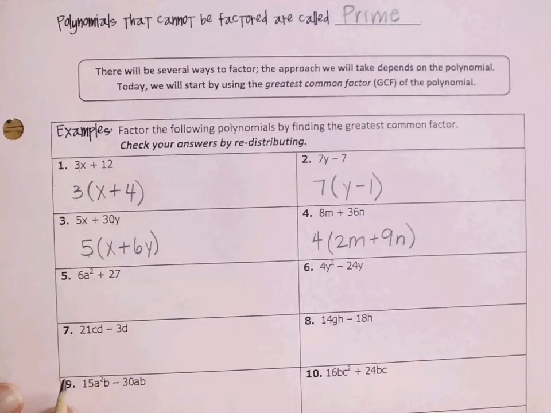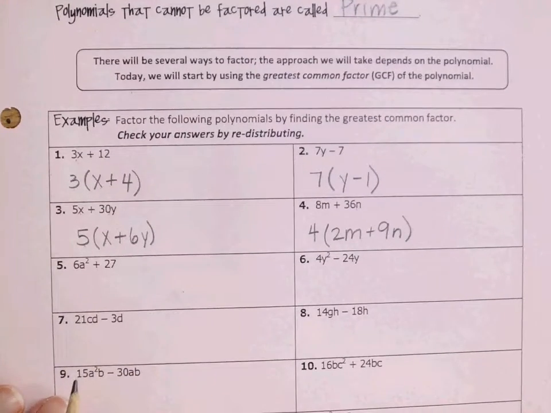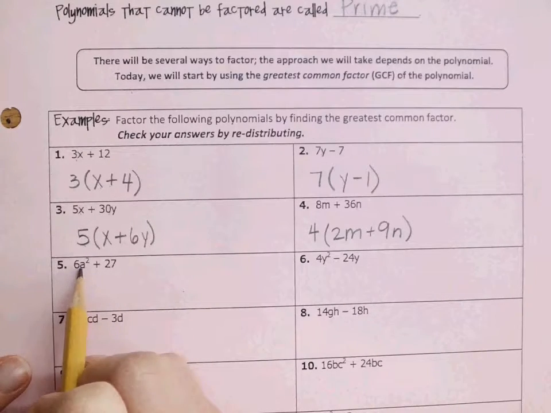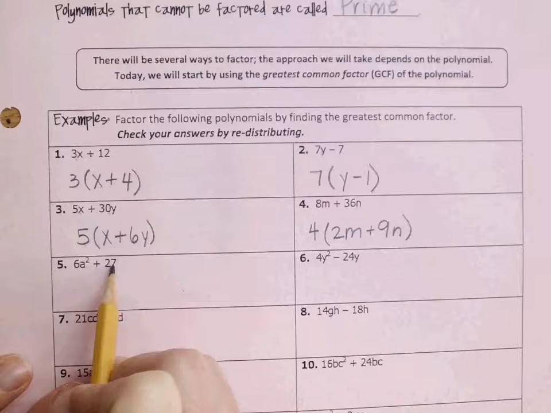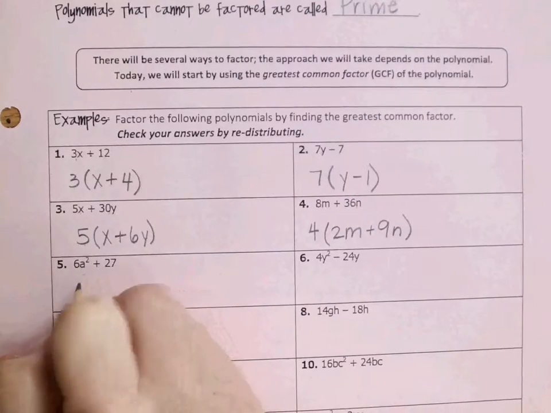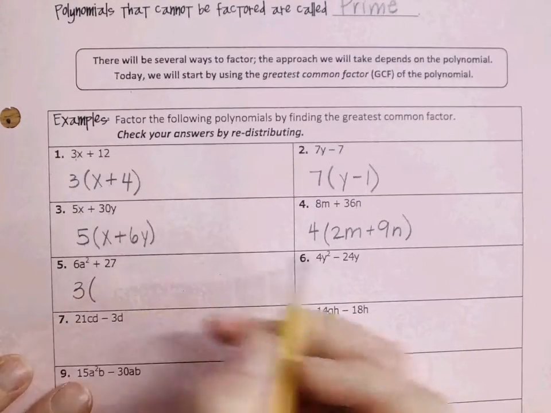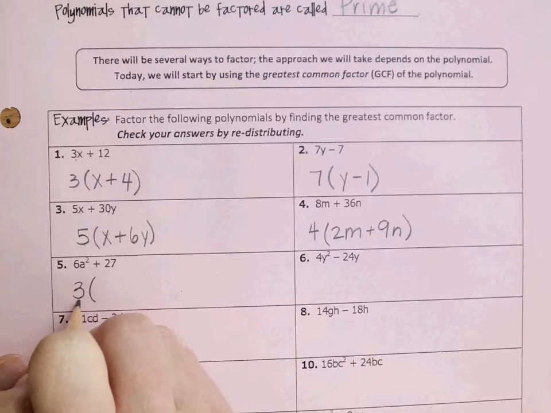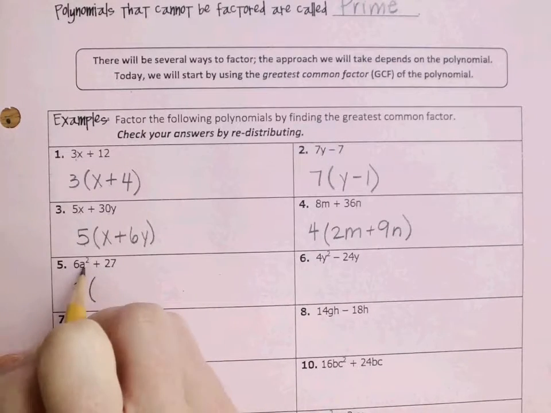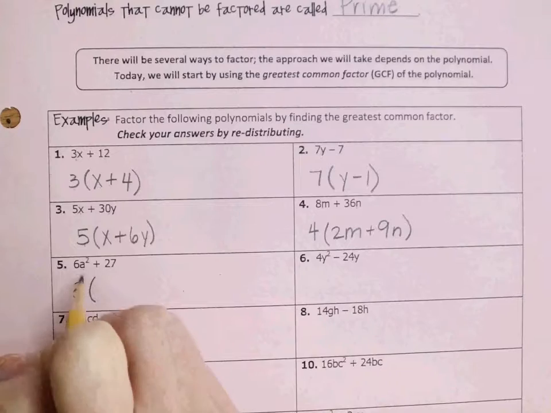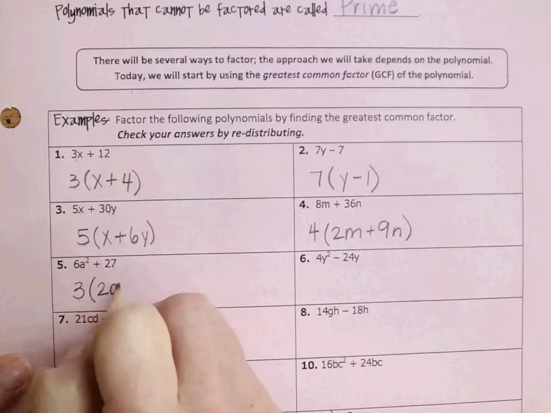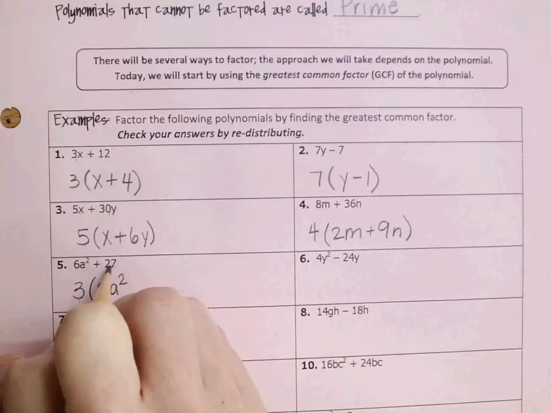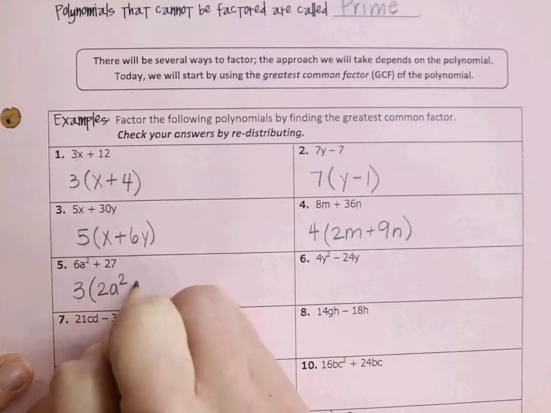Now let's try 5. So for number 5, between 6a squared and 27, again, the greatest common factor that goes into both is going to be 3. Then we take each term and divide by that GCF. So 6a squared divided by 3. So it's going to be 6 divided by 3 is 2, and the a squared gets carried down. 27 divided by 3 is a positive 9.